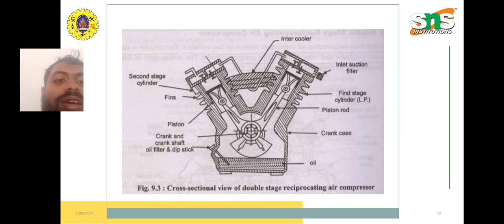What they are saying is that the inlet air passes through the first stage of the cylinder and gets pressurized, then passes through the second stage of the cylinder, and from the compressor it passes to the condenser. This is what they are saying about the two stage compressor.